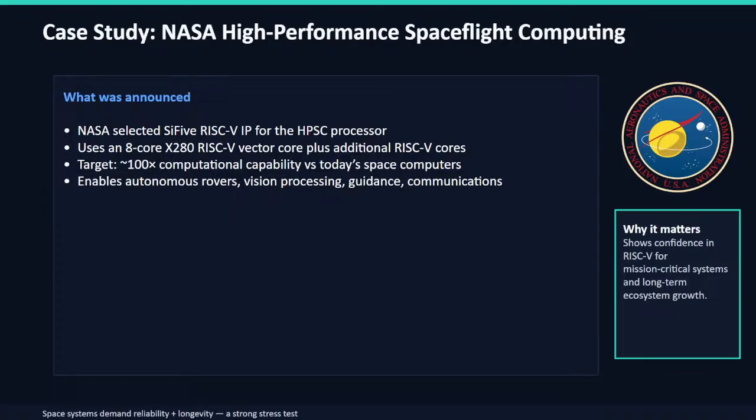Why is this important? This is simple. Space systems demand reliability, long life cycles, and stable toolchains. NASA's choice is a strong vote of confidence that the RISC-V ecosystem can be trusted and maintained for mission-critical use.